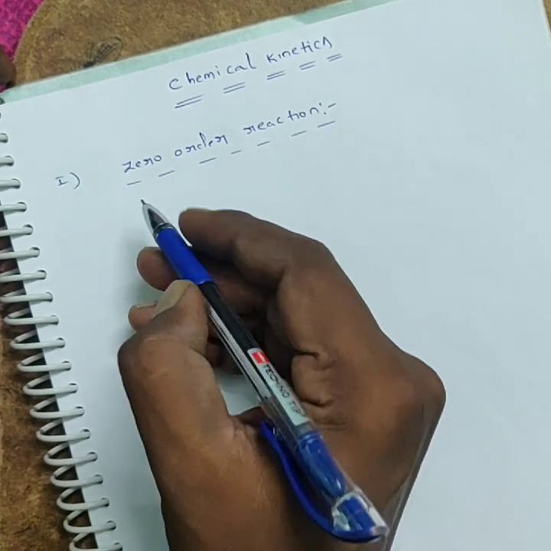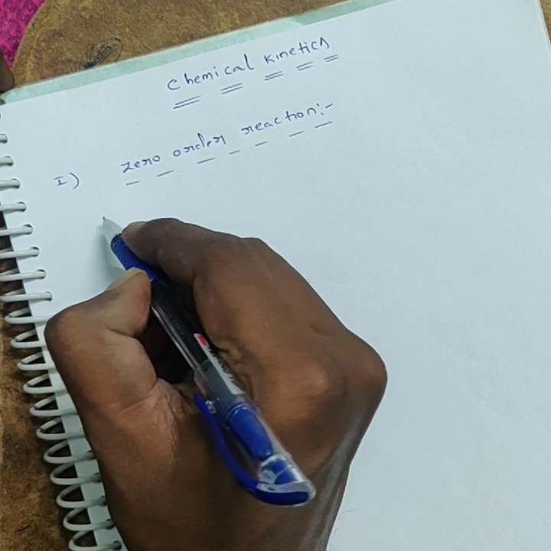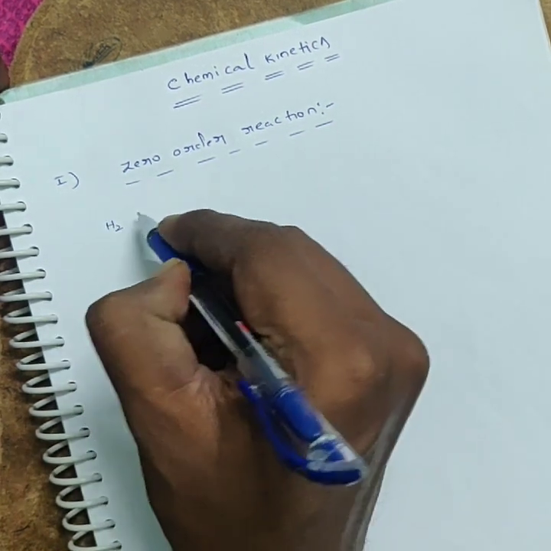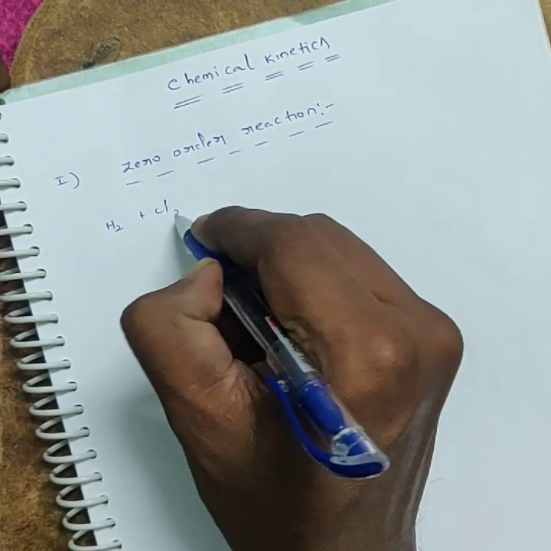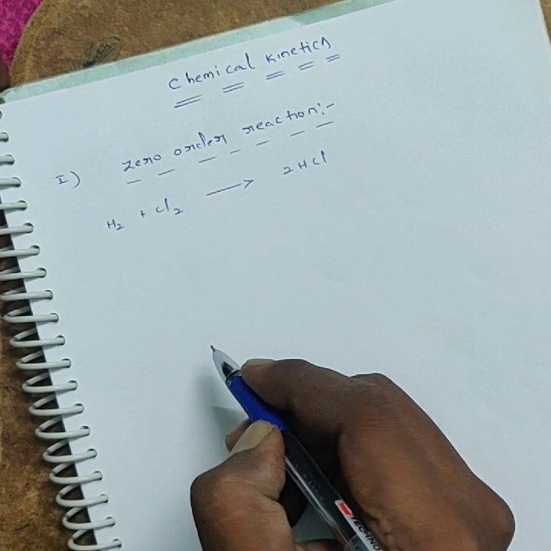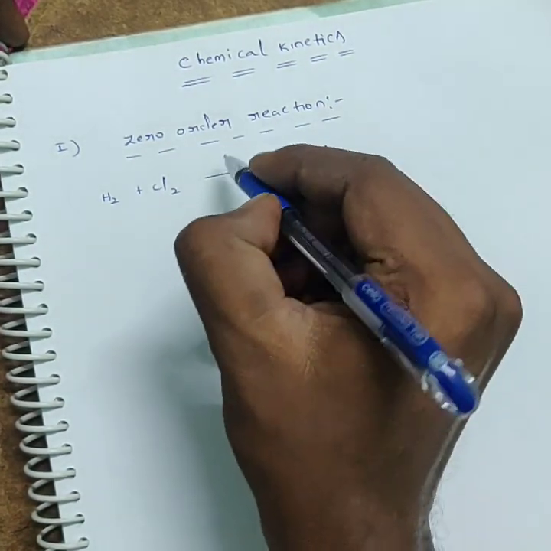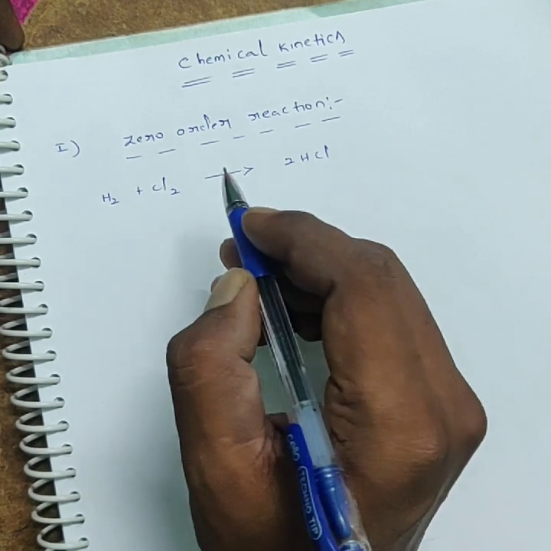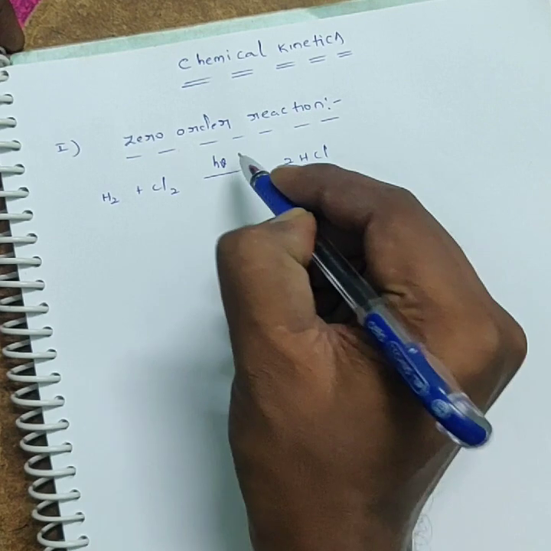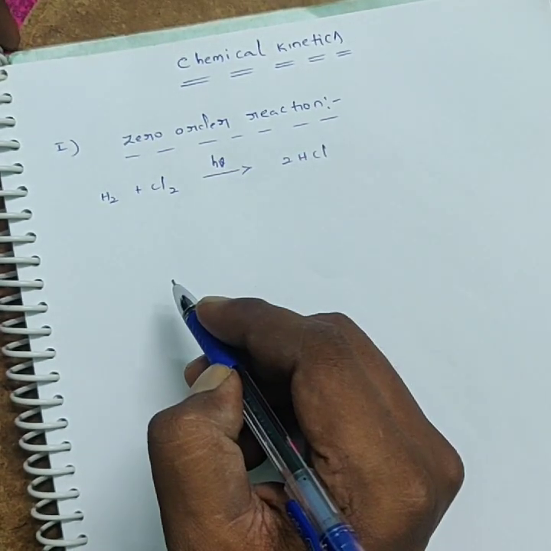Let us consider preparation of hydrogen chloride from hydrogen and chlorine. Here there is a formation of 2HCl. This reaction does not occur without sunlight. So for the formation of this hydrogen chloride, we need to take the help of sunlight.